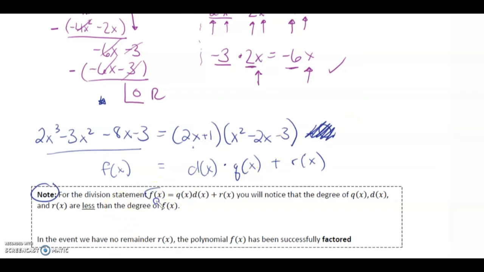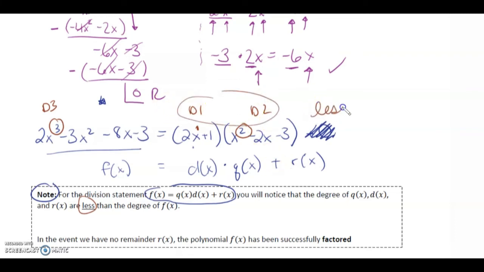So for this division statement, when we write this, you'll notice that the exponent values on q, d, and r are always less than the degree of f(x). So f(x) is degree 3. This binomial, our divisor, is degree 1, and then our quotient is degree 2. Okay, so you notice these two are less than the original.